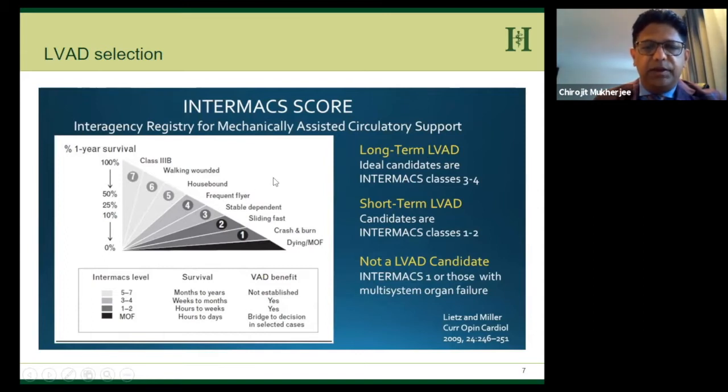Going by the INTERMACS scores, if you go for long-term LVADs, they are the patients who have been frequent flyers. They are on and off in the hospital because of their symptoms, or more or less they are housebound, and sometimes in phases of life they will be stable, but they are the ones who require early intervention for an LVAD. The short-term LVADs are for INTERMACS classes 1 and 2. There is a registry for mechanically assisted circulatory support, and they said that classes 1 and 2, those who have acute episodes, really benefit from short-term LVADs.